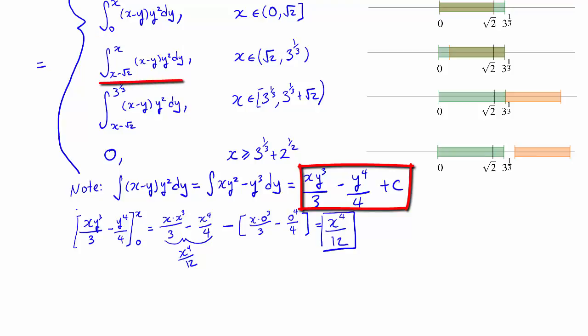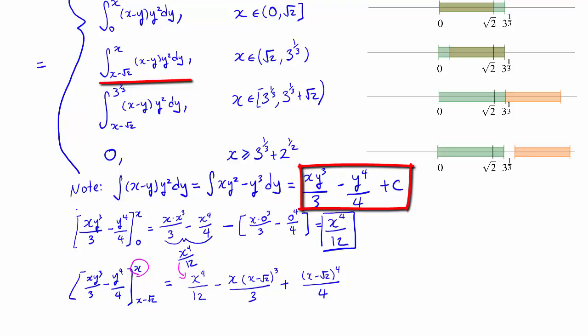In the next case, we'll evaluate this integral using the antiderivative positively at x and then negatively at x minus the square root of 2. When we evaluate it positively at x, we get exactly the same value we got just above, i.e. x to the fourth over 12. When we evaluate it negatively at x minus the square root of 2, we just substitute y is equal to x minus the square root of 2, and we get x times x minus the square root of 2 cubed over 3 minus x minus the square root of 2 to the fourth over 4.